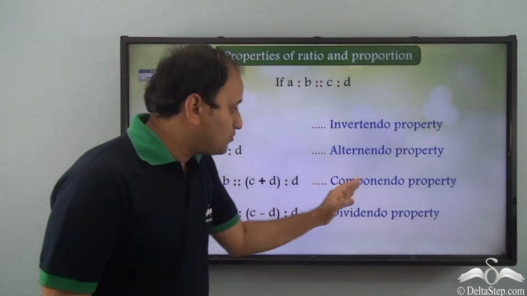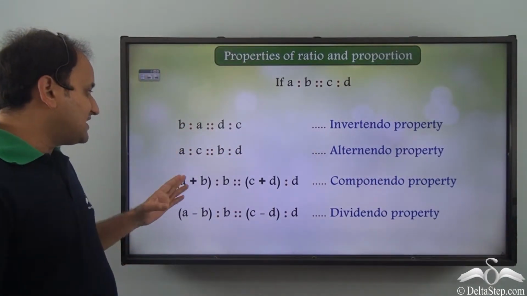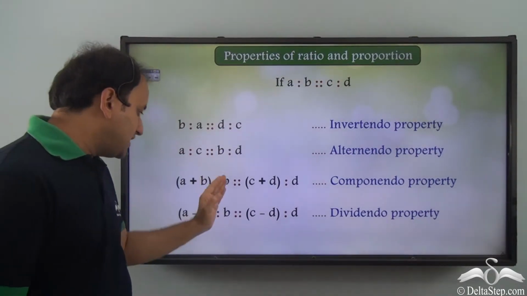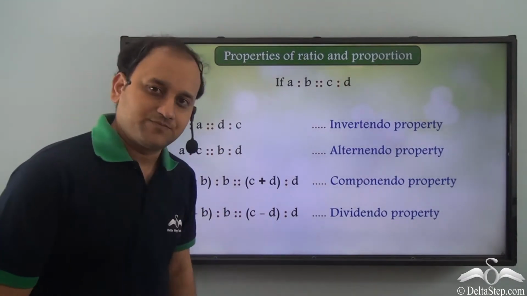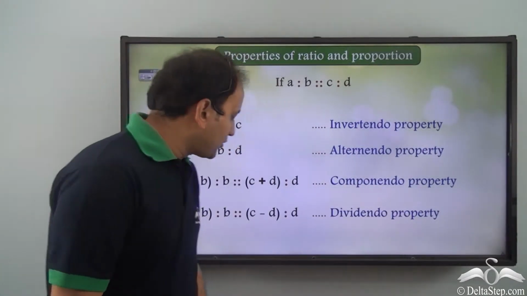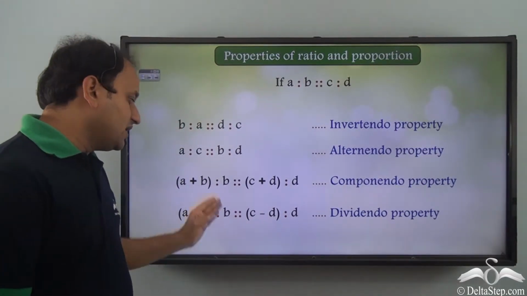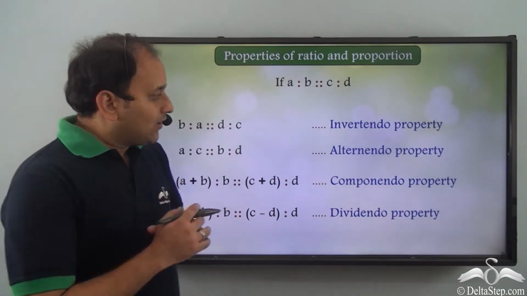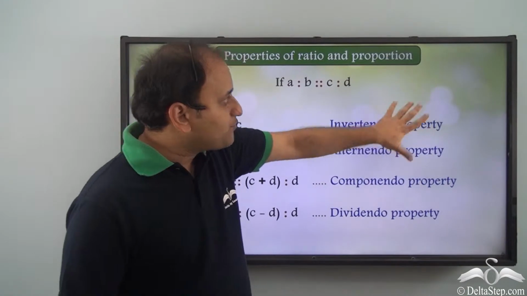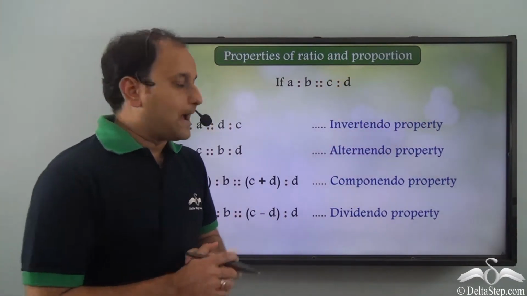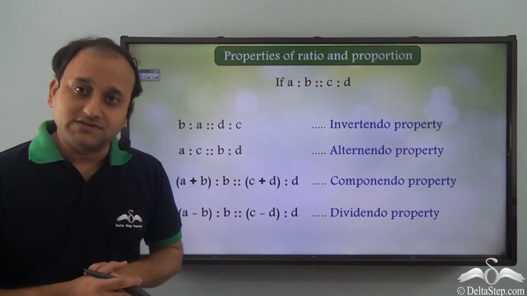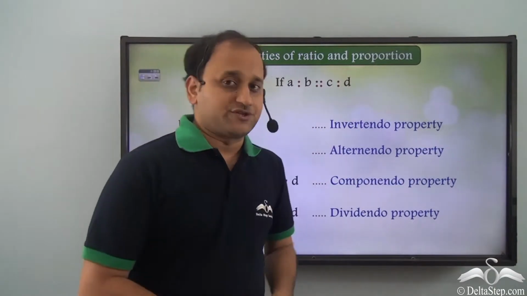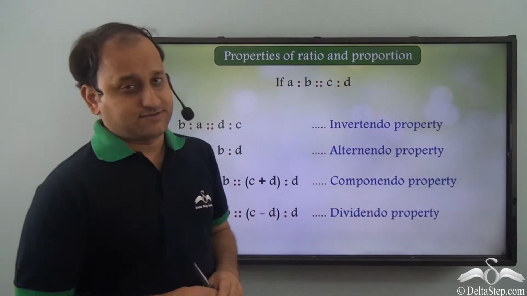Now, what if we apply componendo property? Then it states that if A is to B is proportional to C is to D, then A plus B is to B is proportional to C plus D is to D. And according to dividendo property, A minus B is to B is also proportional to C minus D is to D. Now, we have these four important properties of ratio and proportion. But apart from these four properties, we have another very important property of ratio and proportion. So let's see what that is.